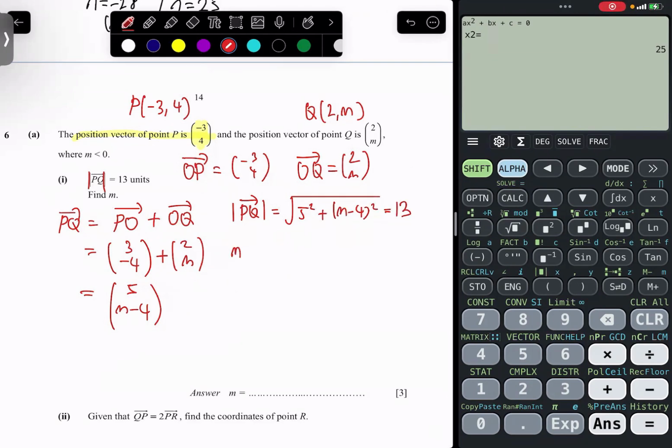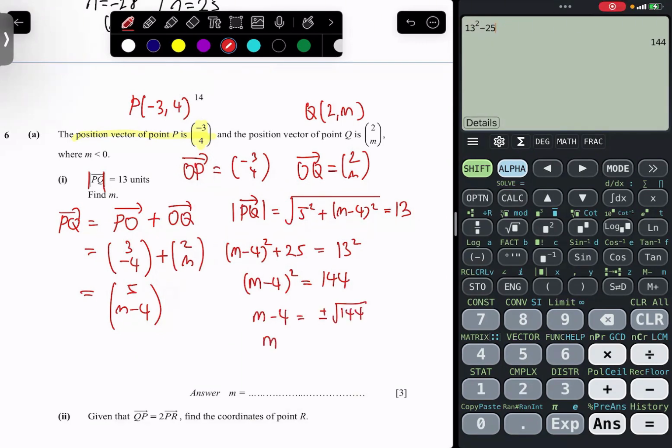So (n minus 4) squared plus 25 equals 13 squared. So (n minus 4) squared equals 13 squared minus 25, which is 144. So n minus 4 equals plus or minus the square root of 144. n equals 4 plus 12 or 4 minus 12, which is 16 or negative 8. But since they say that n is less than 0, n equals negative 8.